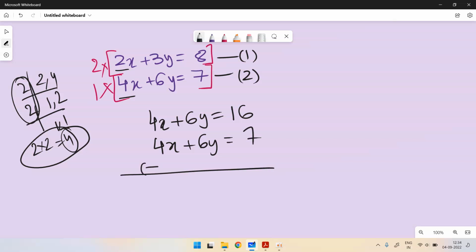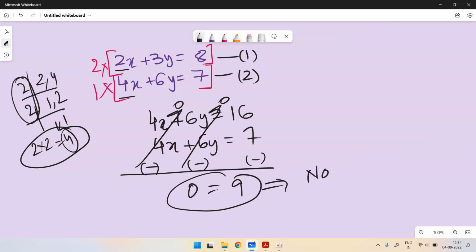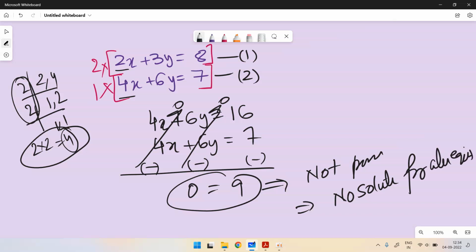If you subtract these two equations, 4x minus 4x is 0, this is also 0, so 0 equals 16 minus 7, which is 9, which is not possible. This implies there is no solution for the above equations. The lines are parallel, or you can even say this is an inconsistent solution. There is no value of x and y which satisfies both of these equations.